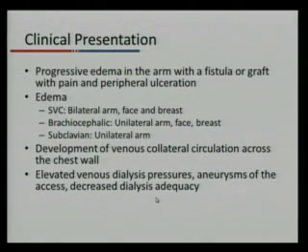The patient typically will present, as I said, with progressive edema in the arm with a fistula or graft, with pain and peripheral ulceration. If the edema is bilateral, both arms, face and breast, then the lesion is in the superior vena cava. If it is unilateral arm, face and breast, it's in the brachiocephalic vein. And if it's only in the arm, it's the subclavian vein. So you can make a diagnosis of where your lesion is just by a thorough exam, examining the arm, the face, and the chest.